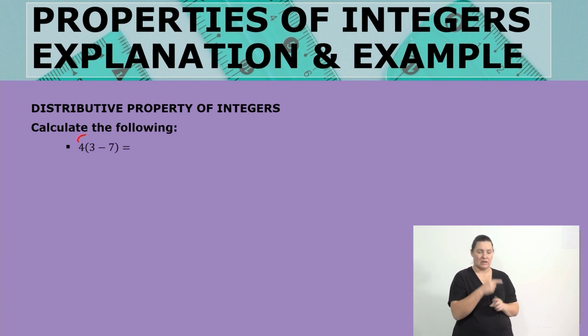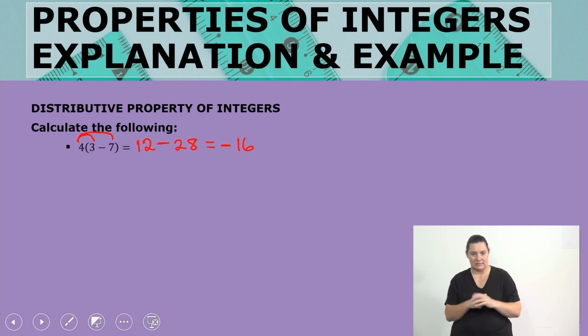We are going to say a positive 4 multiplied by a positive 3. That will give us a positive 12. And then we are going to say minus, because we are subtracting there inside the bracket, and we are going to say a positive 4 multiplied by a positive 7, and that is going to give us a positive 28. But now we are going to say 12 minus 28. We can see that we are subtracting a big number from a small number. That is going to give us a negative answer, and the answer there is going to be a negative 16.